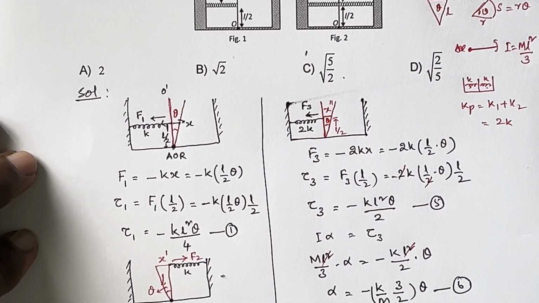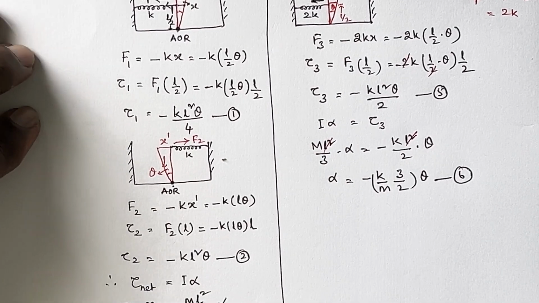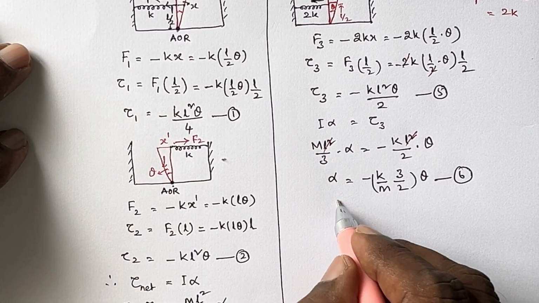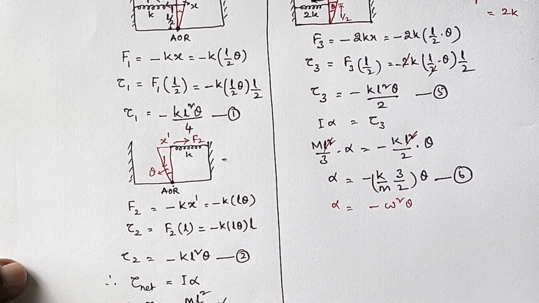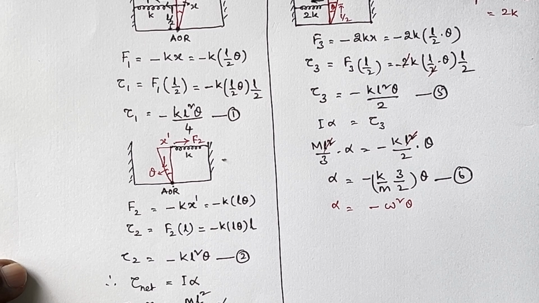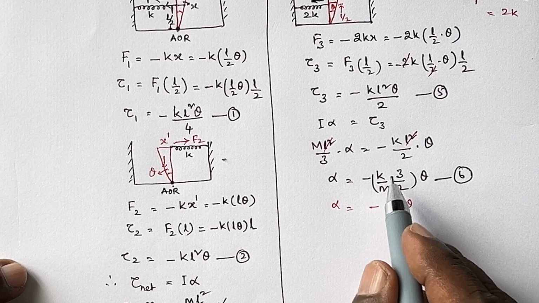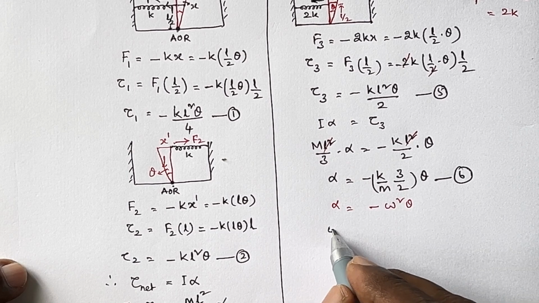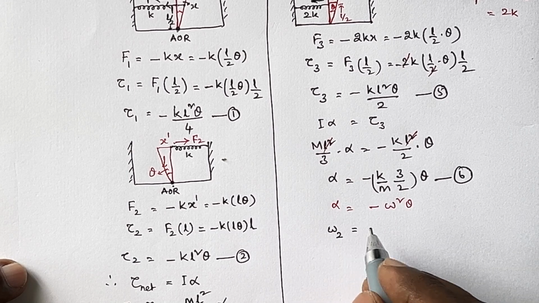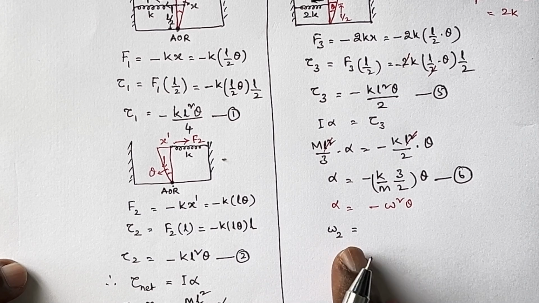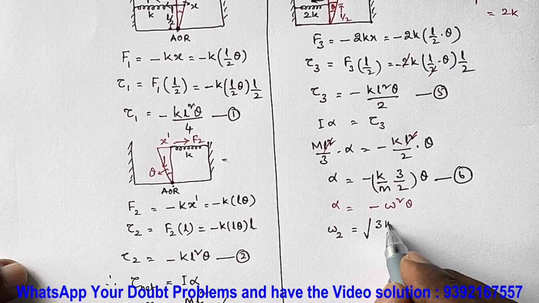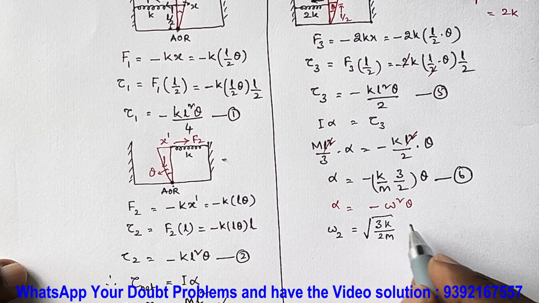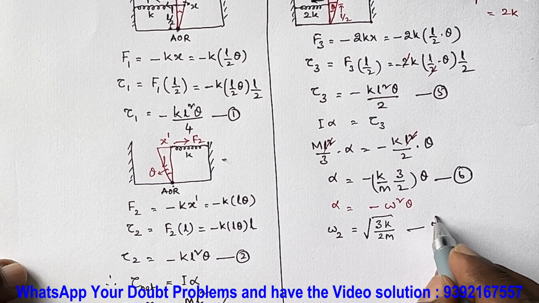So this equation I will compare with alpha is equal to minus omega squared theta. This is the SHM equation, angular acceleration alpha. So from comparing these two, omega 2, this is the frequency in the second case, second diagram, that's why I have given omega 2. So root will come, root of 3k by 2m. This is equation 7.